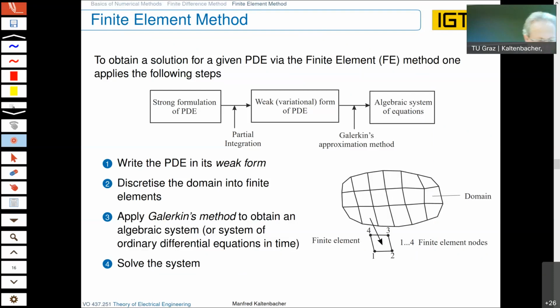So the finite element method is really different, because for the finite element method, we don't discretize our partial differential equation. You call it also the strong form of the partial differential equation, which means the partial differential equation, boundary condition, and if we have time dependency, initial condition. No, we first go over to the weak, sometimes called variational, form of the partial differential equation. What this is, we will just see in a minute.